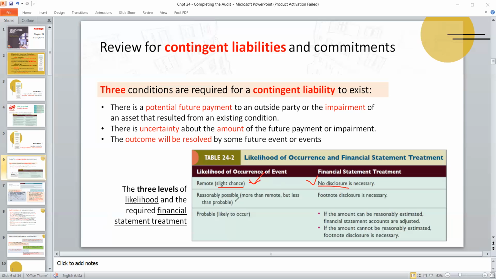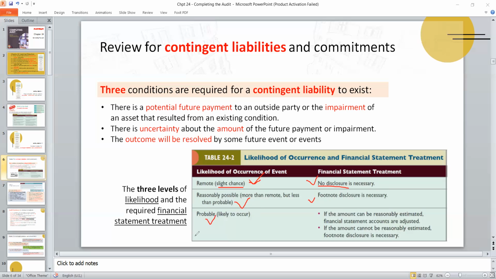The second level is maybe, or we can call it reasonably possible. Maybe it is possible to occur. For this we need to disclose in the notes the events and what kind of effect will affect the financial statement.